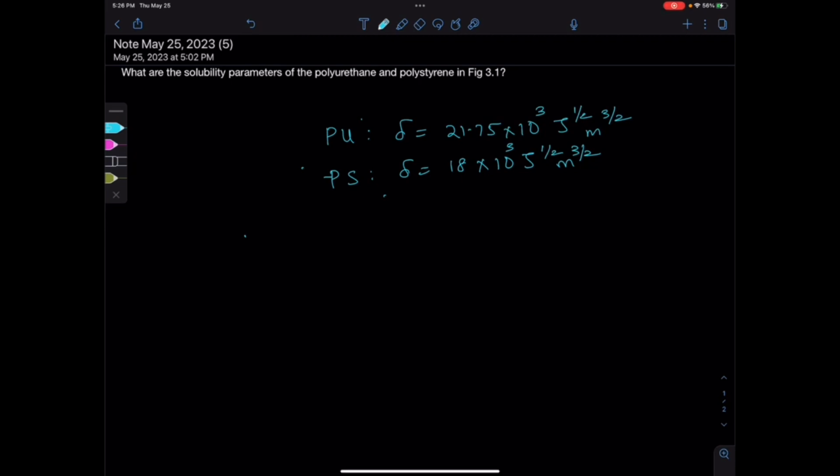For the interpenetrating polymer network between polyurethane and polystyrene, the peak is at 20, so delta is 20 times 10 cube joules to the power half m to the power 3 by 2.